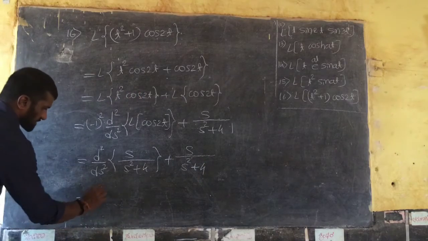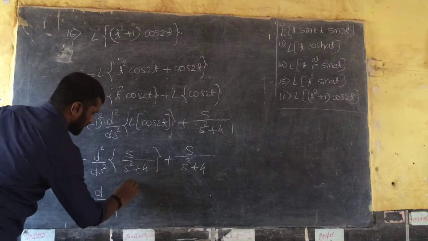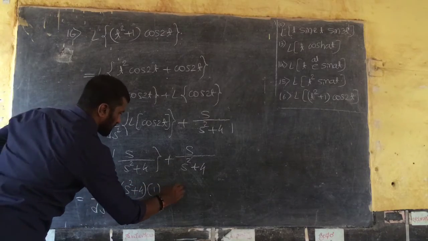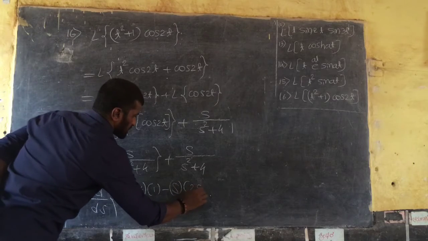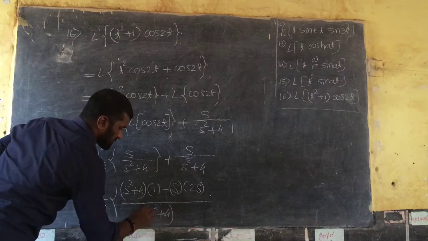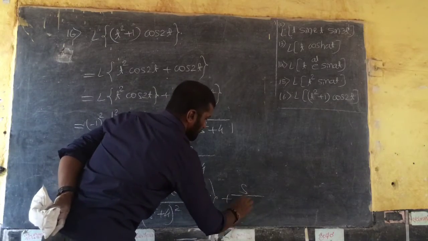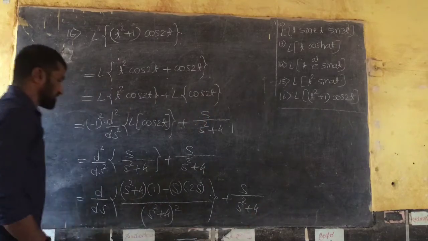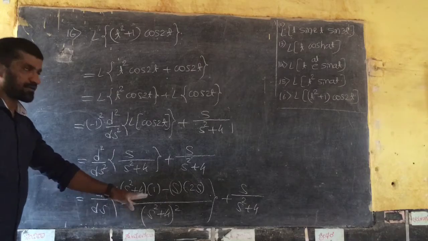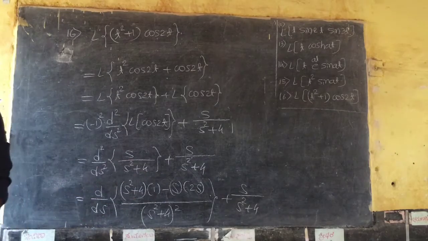Keep the plus s square plus 4 as it is. Then differentiate the first time, apply u by v: s square plus 4 into 1 minus s into 2s, divided by v square, plus s divided by s square plus 4. Simplify. Next differentiate in u by v form again. Simplify, that is the answer. This completes the examples. Thank you.